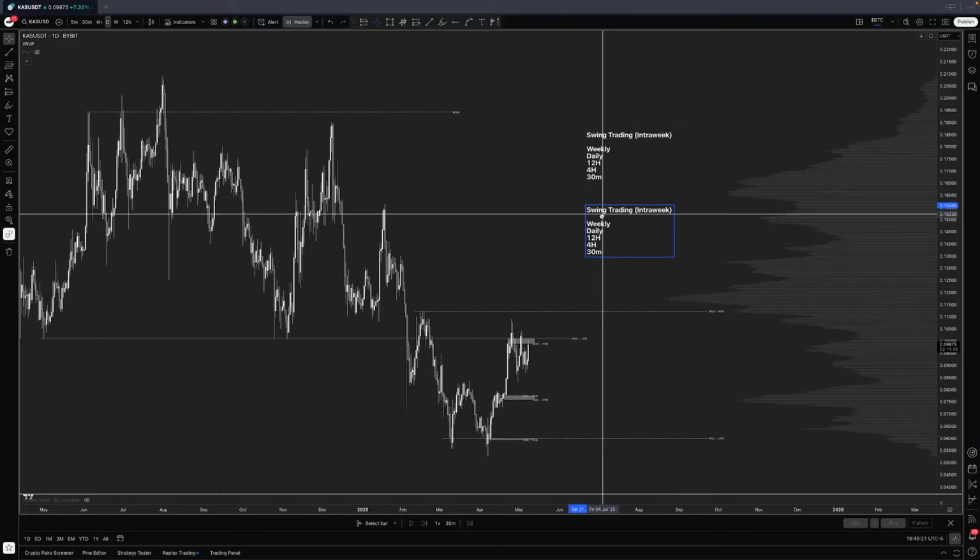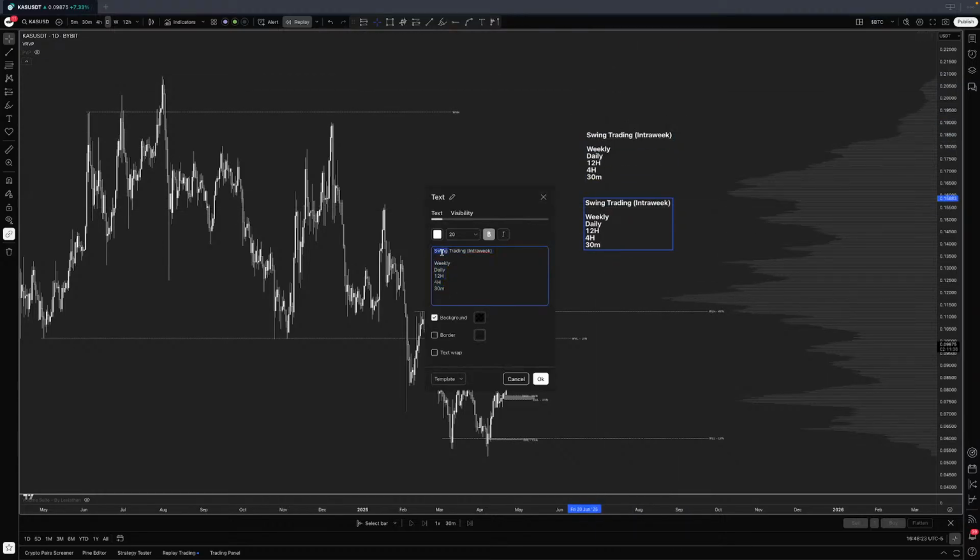And for intraday trading, you can use the daily, 12-hour, 4-hour as well, 30-minute, 15-minute, and 5-minute.